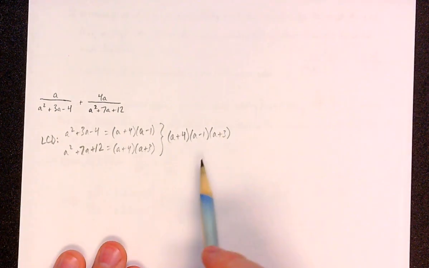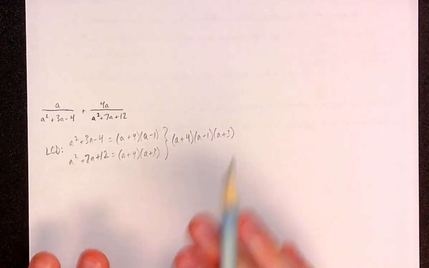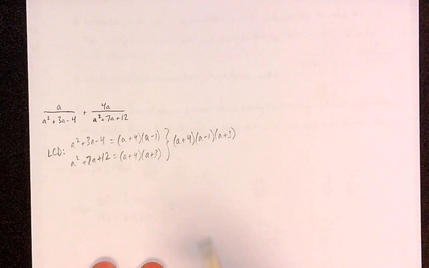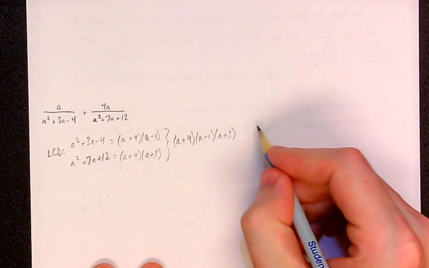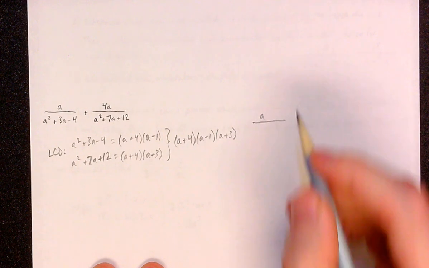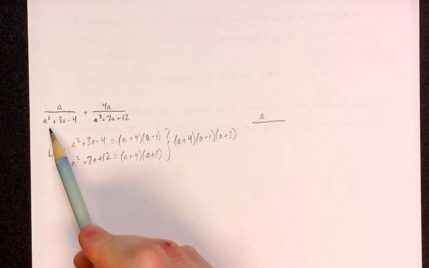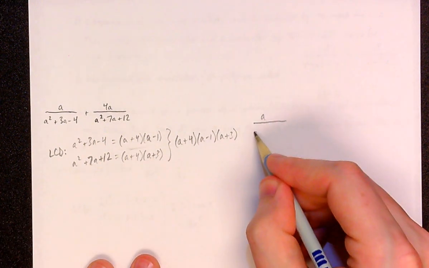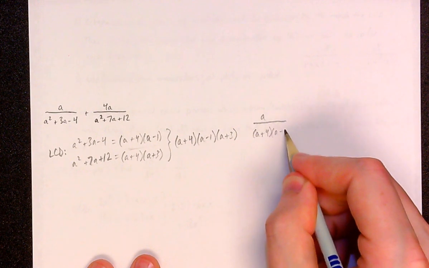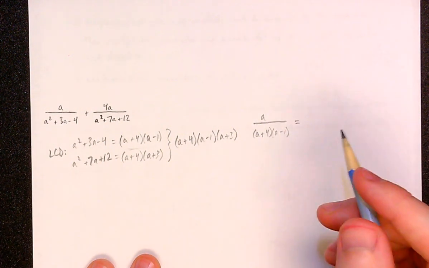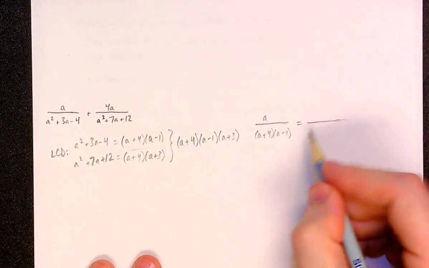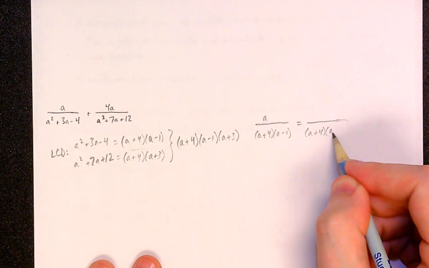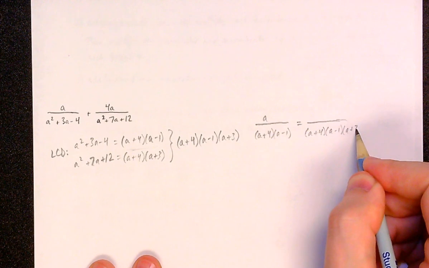Now, you could multiply this out, but we're not going to. We're just going to leave it like this. It'll be a lot nicer visually. So, a divided by a squared plus 3a minus 4, which, as we saw here, was a plus 4 times a minus 1, equals something where the bottom is a plus 4 times a minus 1 times a plus 3.